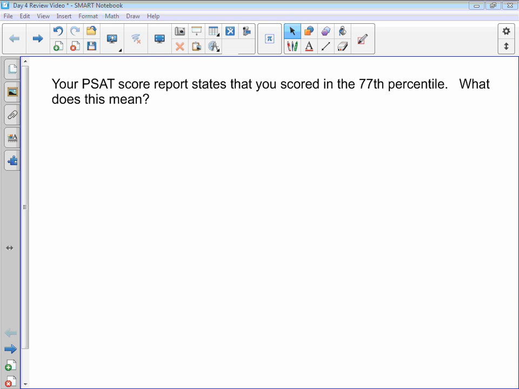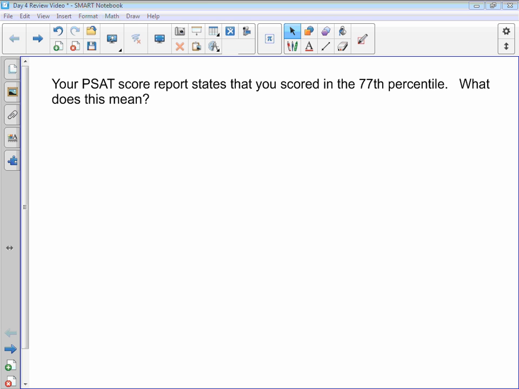Welcome to the review for the Unit 2 test. What I'm going to do is flash pictures up, and the best way to do this is to pause it, answer the question, and then listen to my answer. So I may even give you a handout. I haven't decided yet. We'll see.